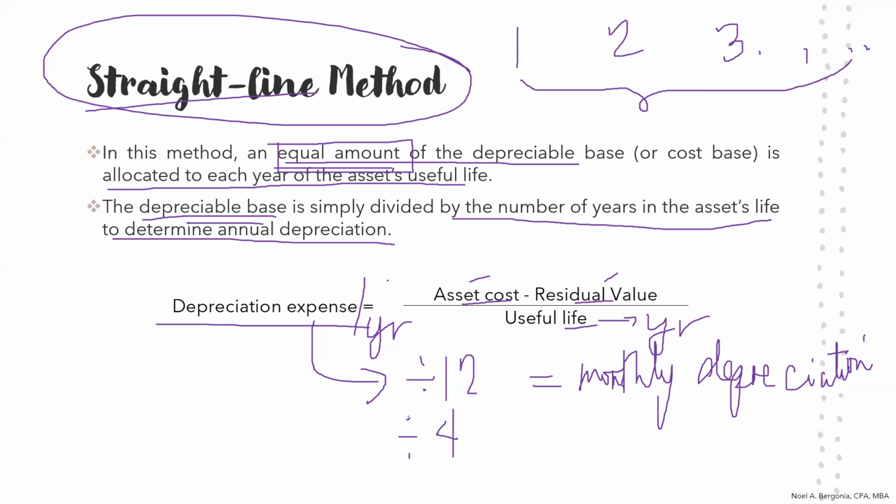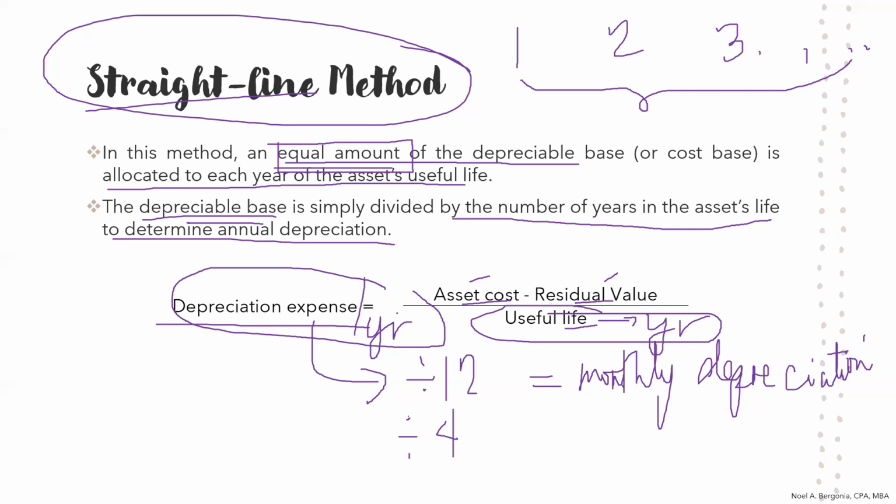Pag quarterly naman, of course, you just divide it by 4 kasi di ba we have 4 quarters in a year. Okay? Yung pinaka-typical talaga na binibigay na useful life ay years. Kaya pag nag-compute ka ng depreciation expense, it will be per year. Okay? So again, if you do have questions, please let me know on our respective chat boxes.